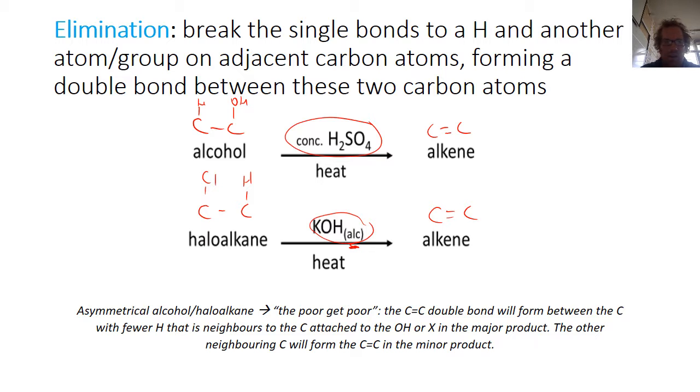If the alcohol or the haloalkane is asymmetrical, then you're going to get two products, and the double bond will form between the carbon with the group that's leaving and the next door carbon with a fewer number of hydrogens attached to it. That will be the major product, and the double bond will form with the other neighbouring carbon in the minor product. So that's what we explained last year.